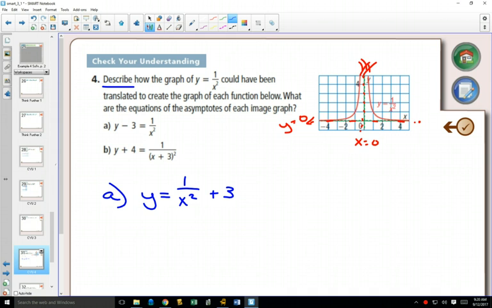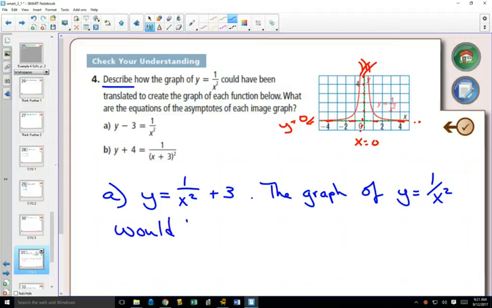So in this case, if we're trying to describe how that graph is going to be moved, well, we would say the graph, here's our original one, y equals 1 over x squared, would be, now there's a bunch of different words that you can say, like moved, shifted. The proper math word would be translated. And we want to try to use the proper words as much as we can. So the graph of y equals 1 over x squared would be translated which direction? Up 3, so 3 units up.